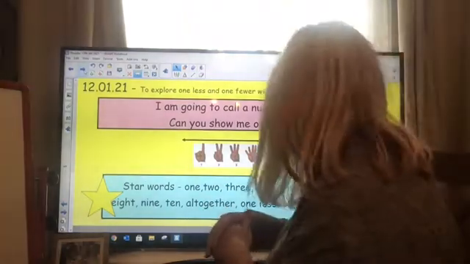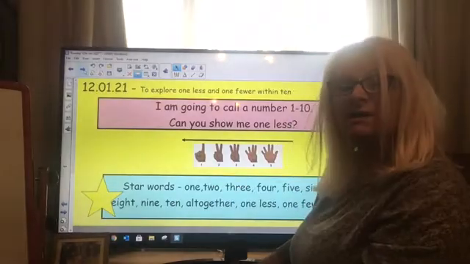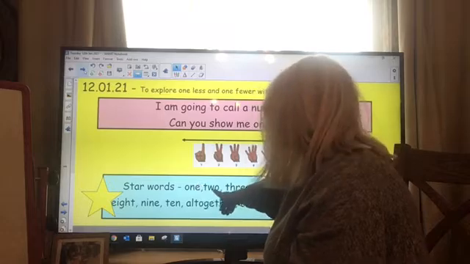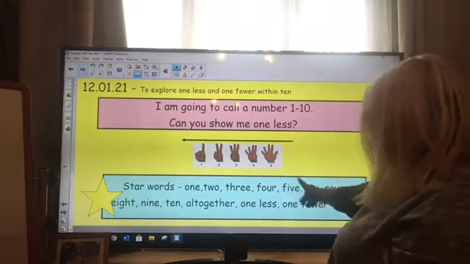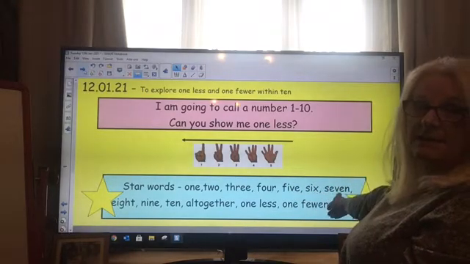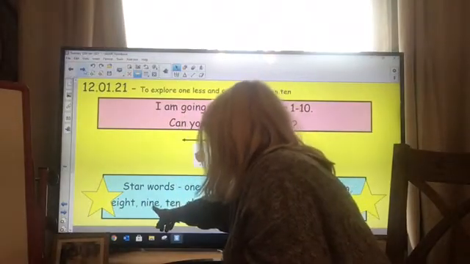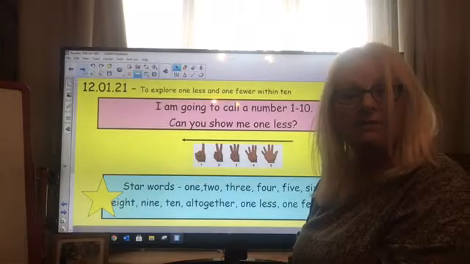But we've got lots of star words today. Let's have a look at our star words today. So our first star words are number words. So we've got 1, 2, 3, 4, 5, 6, 7, 8, 9 and 10. They're our star number words for today.